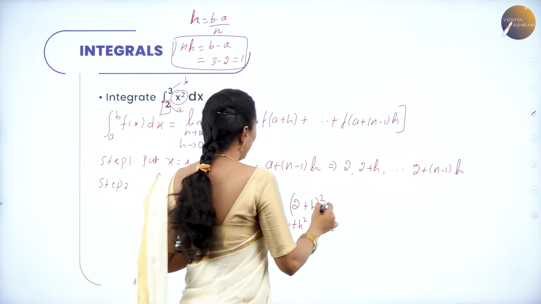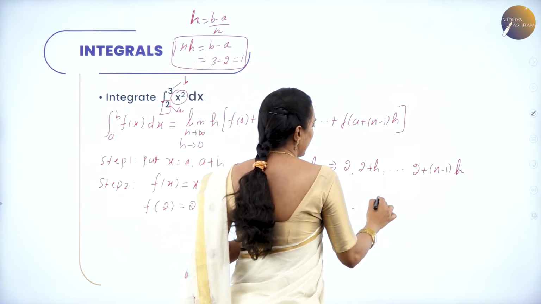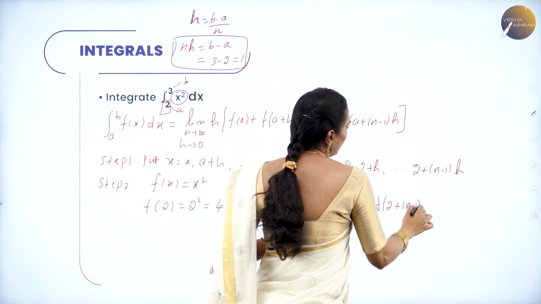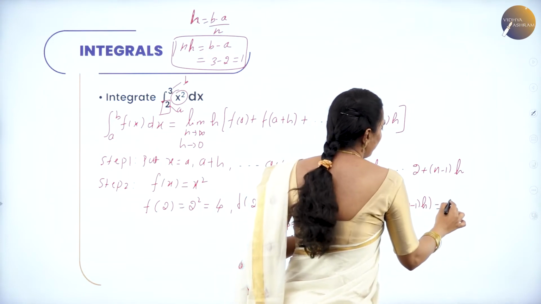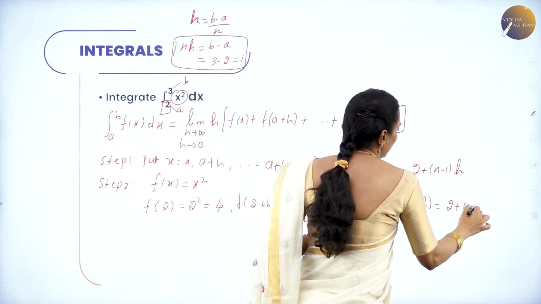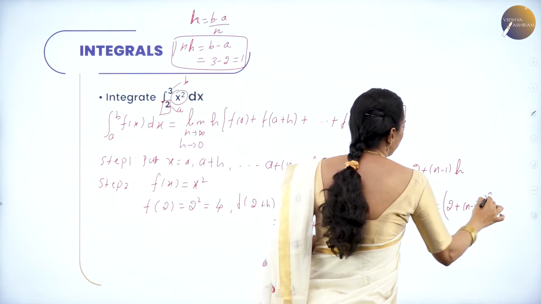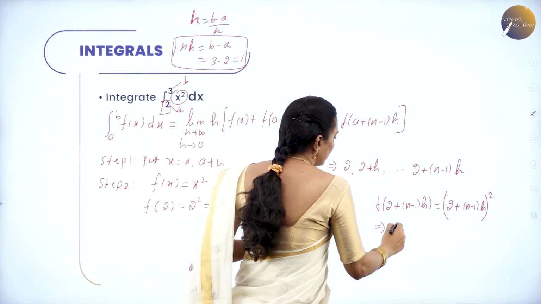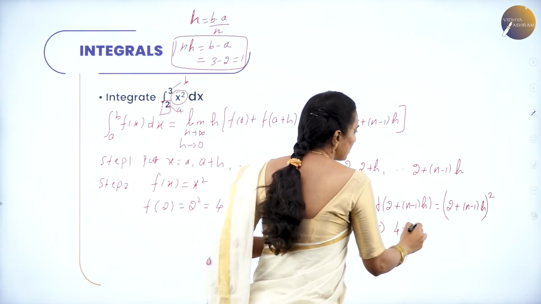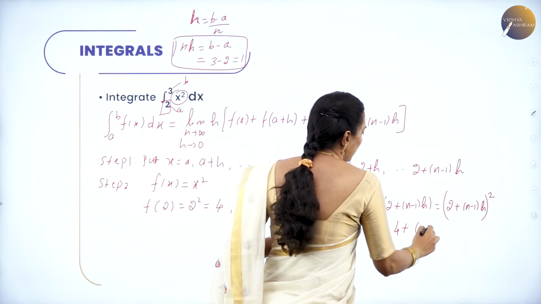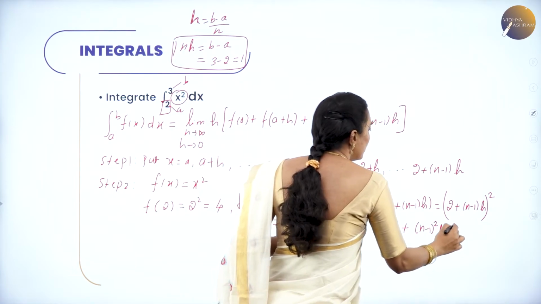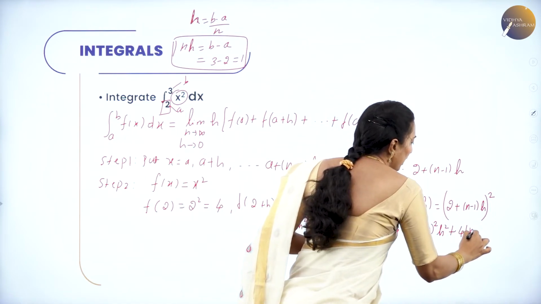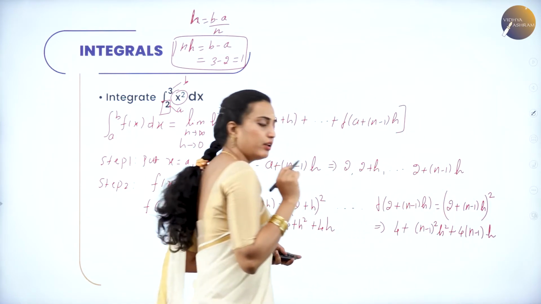Similarly, you can have, etc., f of 2 plus n minus 1 into h, which is nothing but 2 plus n minus 1 into h whole squared, right? Because x squared. Now expanding that, you are going to get it as 2 squared, which is 4, plus n minus 1 into h whole squared, which is n minus 1 whole squared into h squared, plus 2 into 2 into n minus 1 into h, which is 4 into n minus 1 into h. Are you getting this one?